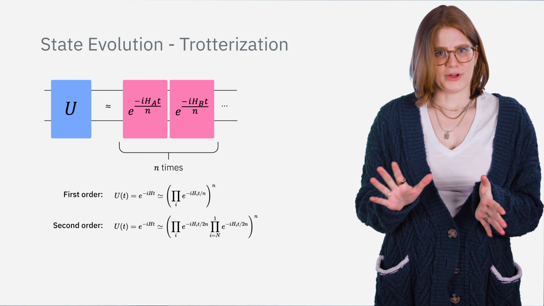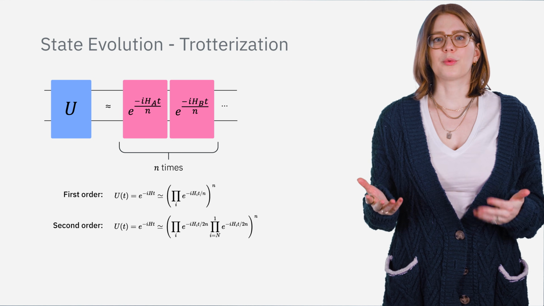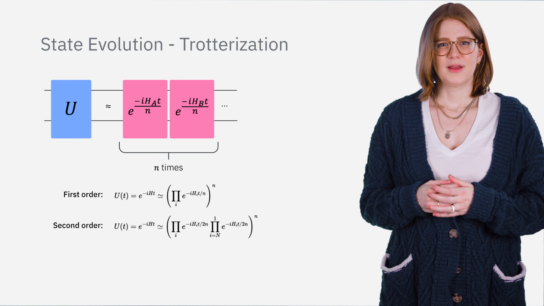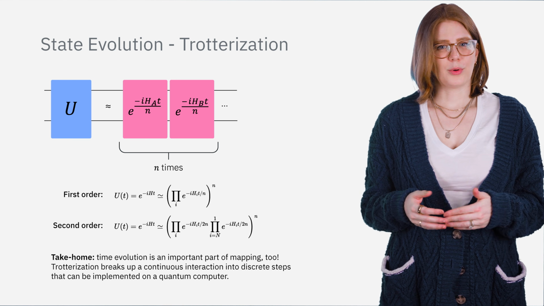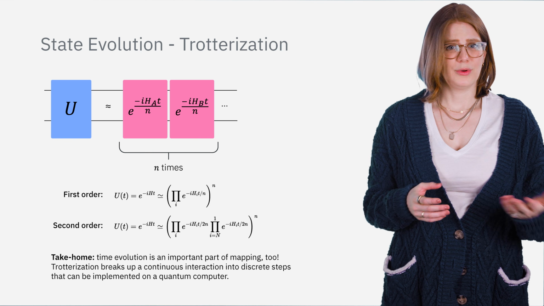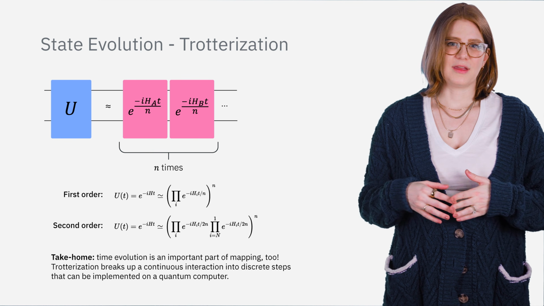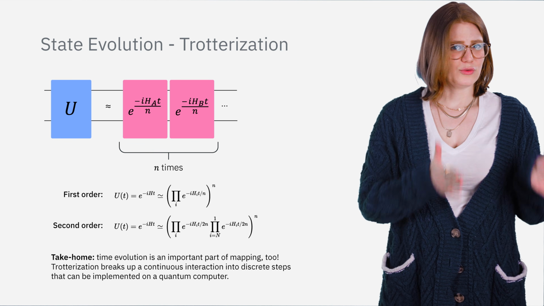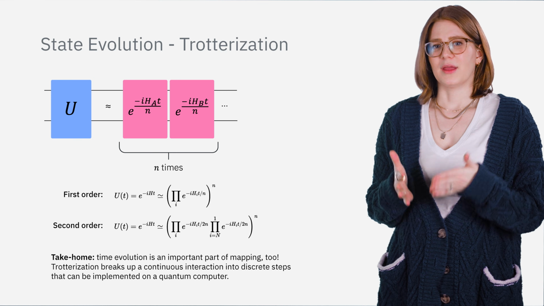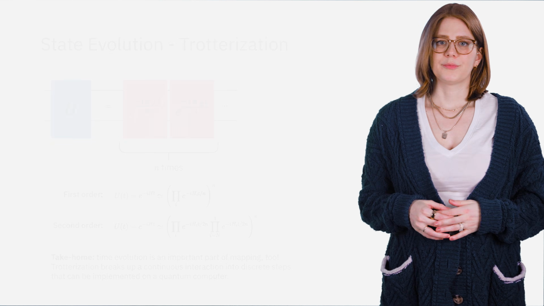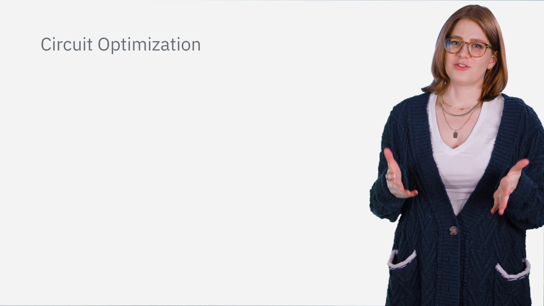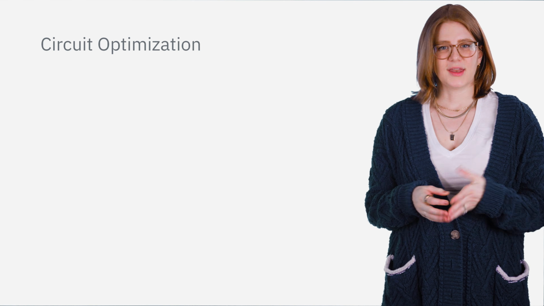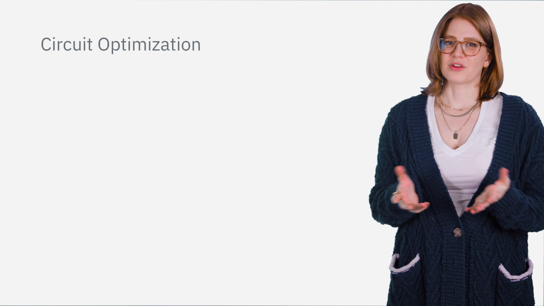I won't go over the proof here, but I will share a link to a nice simple proof of this statement in the description. But the take-home message is this. Time evolution is an important part of mapping too. Trotterization breaks up a continuous interaction into discrete steps that can be implemented on a quantum computer. After generating the trotterized circuit, we have finally finished the mapping step. We can now move on to circuit optimization.